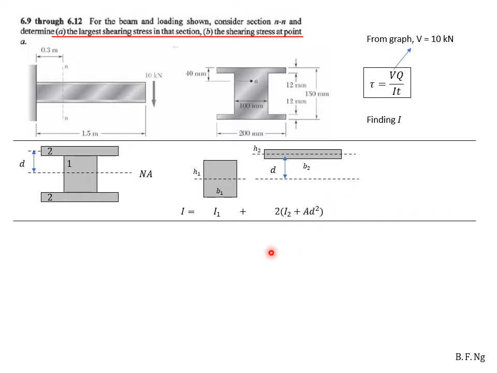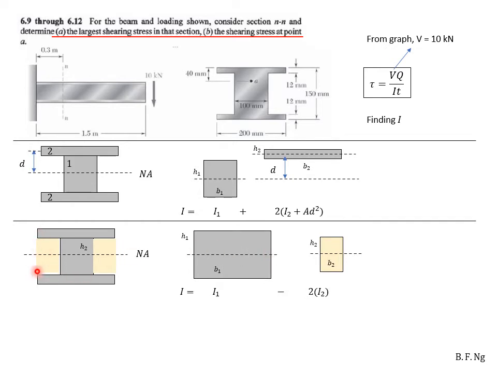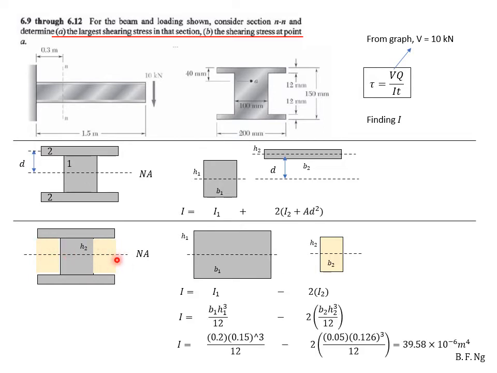Alternatively, we can also consider subtraction. If we consider this whole object and then subtract away the area here, we can arrive at this. This itself is the moment of inertia for the entire object, and we minus away these small sections by the side. As such, this section is B1 H1 cubed over 12. This section is B2 H2 cubed over 12, which we can insert the known values into, and we get the moment of inertia as such.